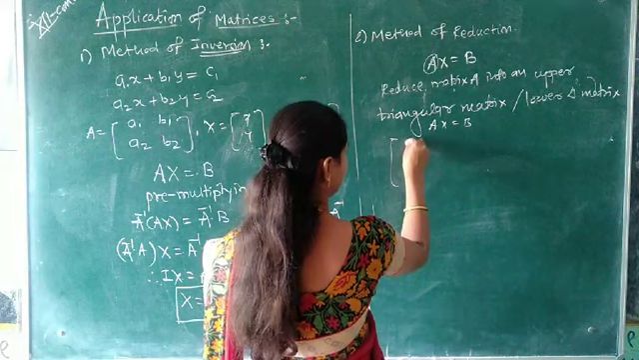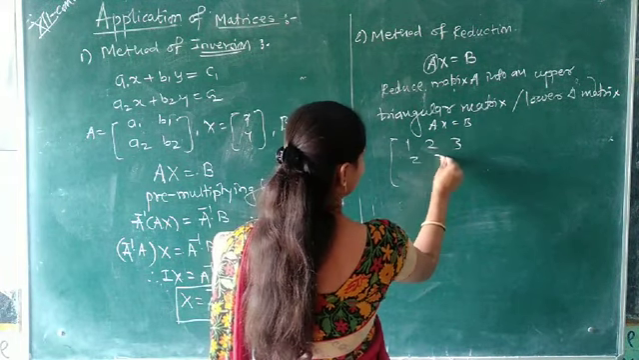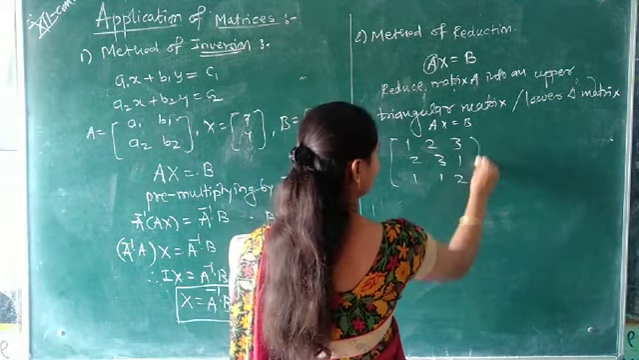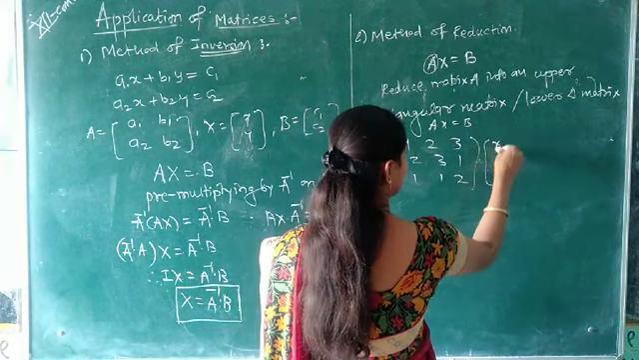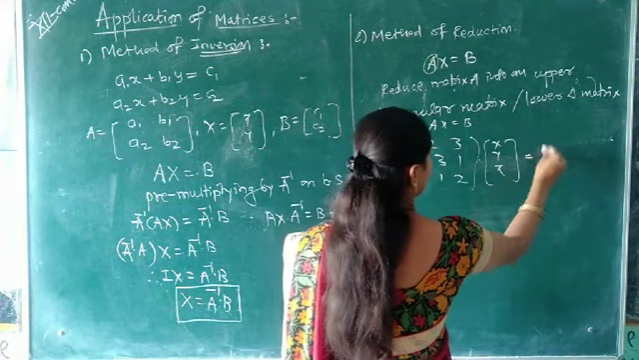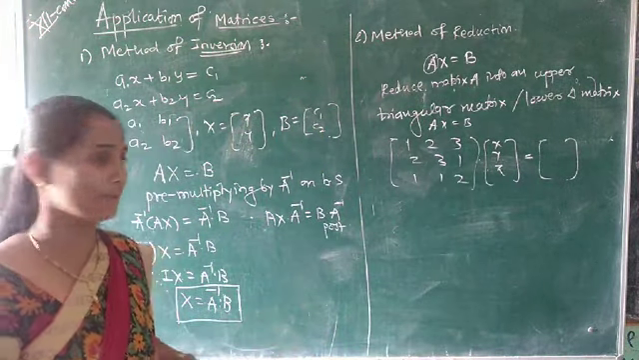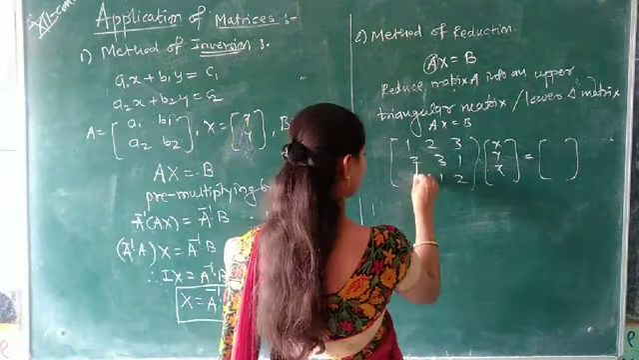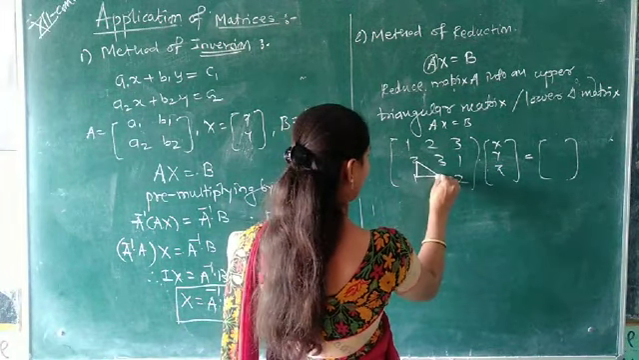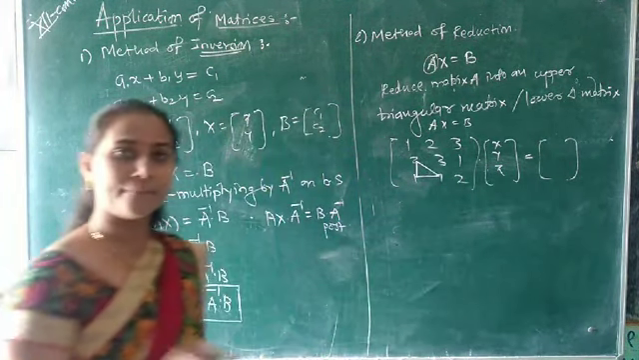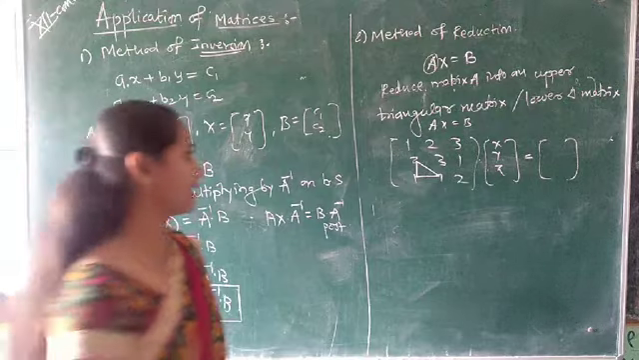This is our matrix 1 2 3, 2 3 1, 1 1 2 into X, that is x y z, and this is the constant matrix. So if we have this type of matrix, then we have to reduce the matrix A into an upper triangular matrix or lower triangular matrix.